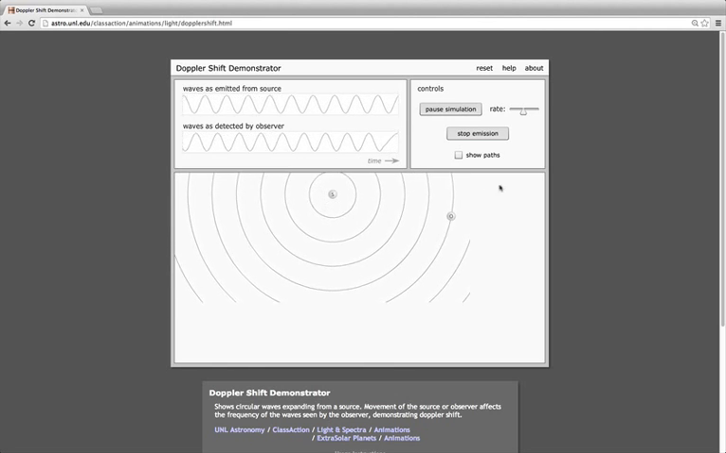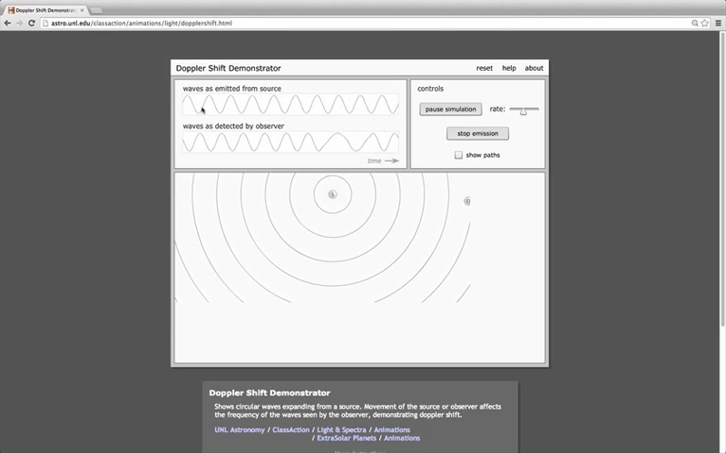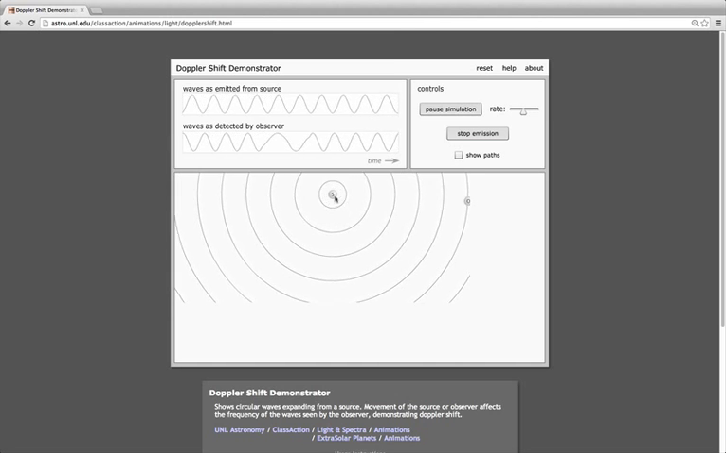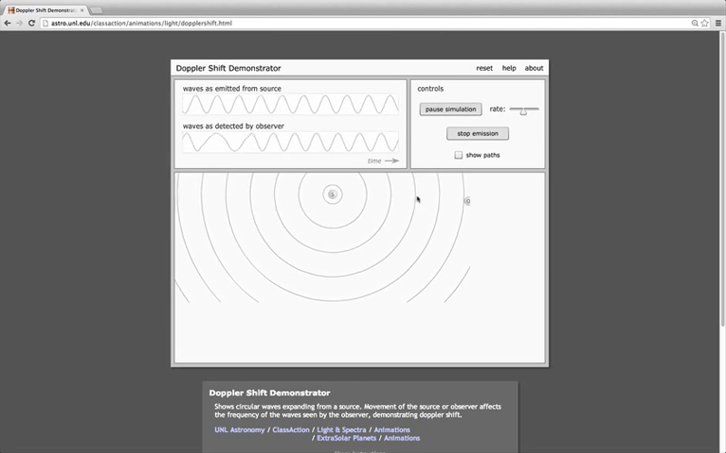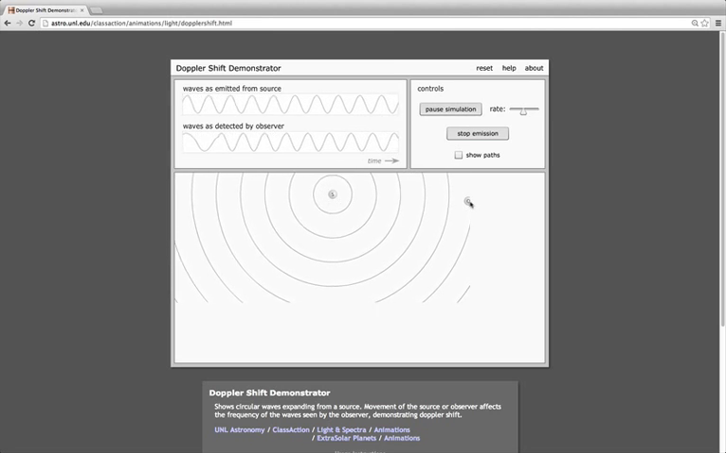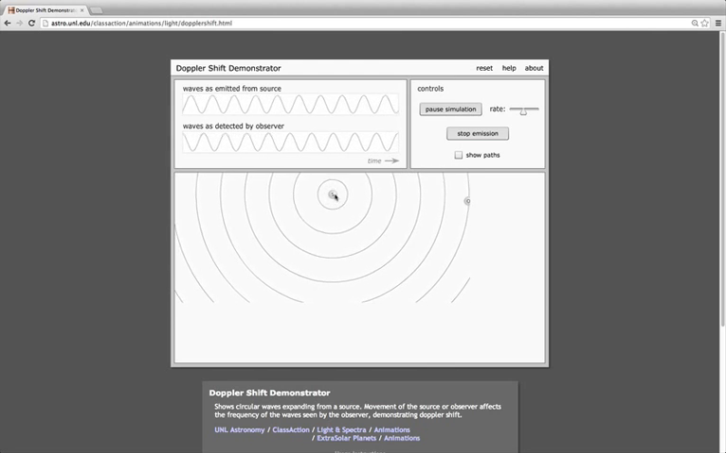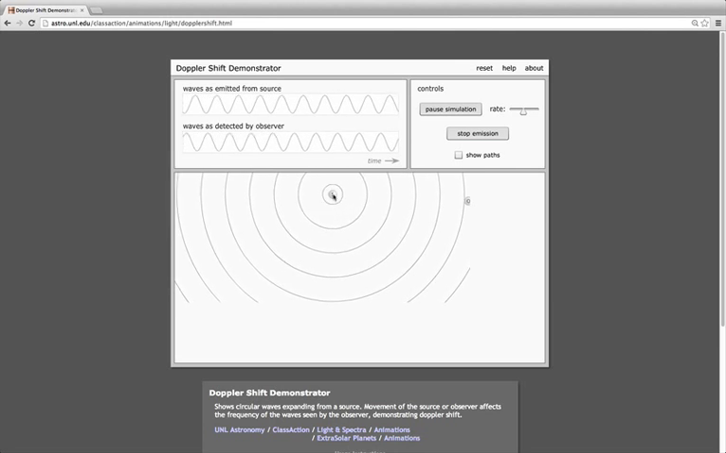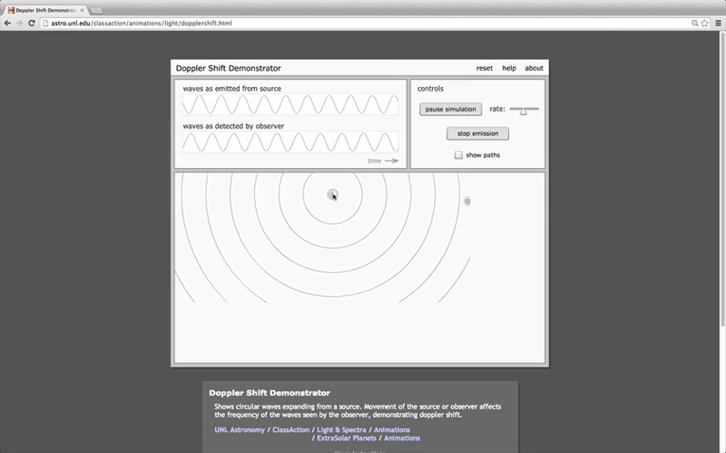So before I do, what we're seeing in the panel here is the wave as emitted from the source. So essentially, from the source's perspective, what does the wave that they're emitting look like? And then from the observer's perspective, what does the wave that they're receiving look like? That's in the second panel here. So I'm going to move the source away from the observer first, and we'll see what happens to these perfect, evenly spaced, symmetrical wave crests.